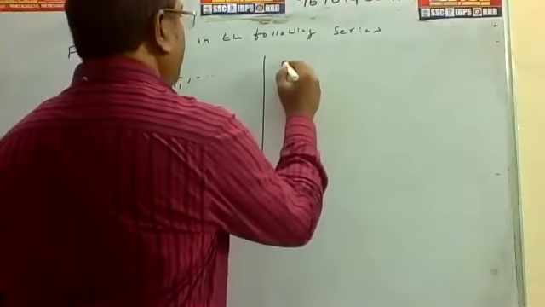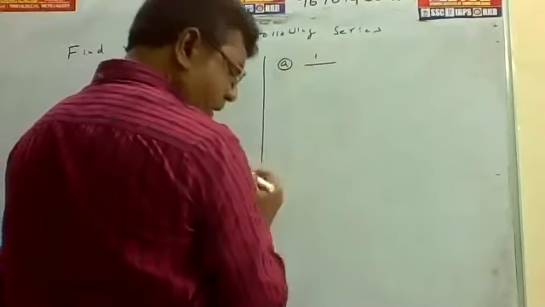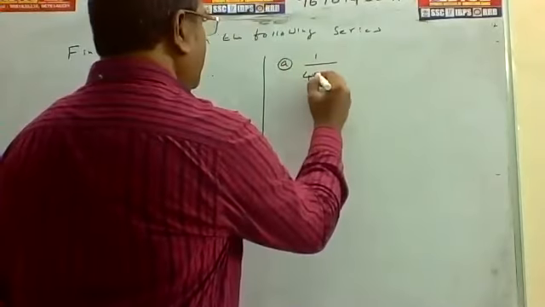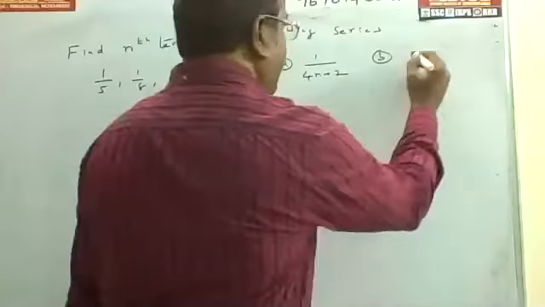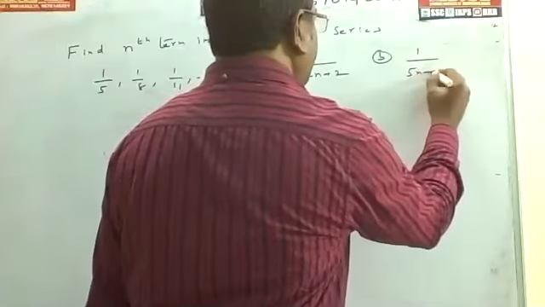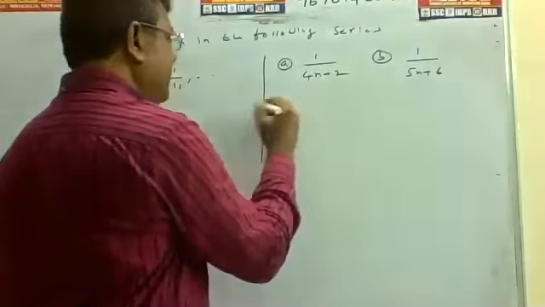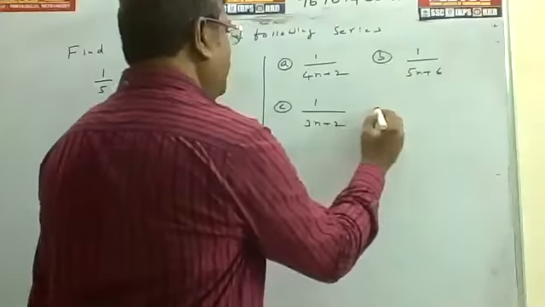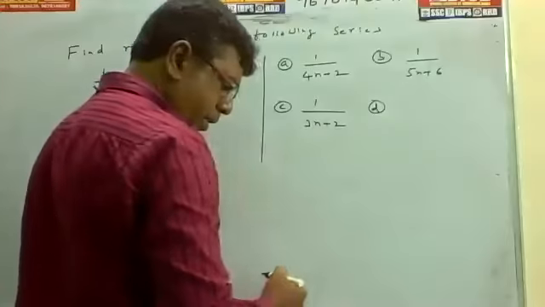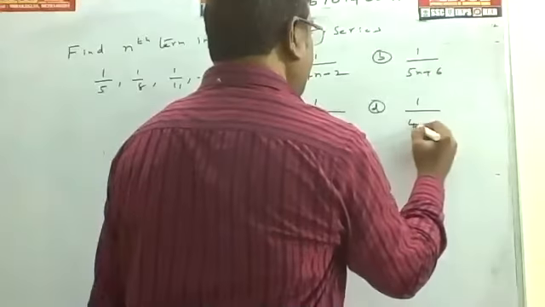Options here. Option A, 1 by 4n plus 2. Option B, 1 by 5n plus 6. Option C, 1 by 3n plus 2. Option D, 1 by 4n plus 2.